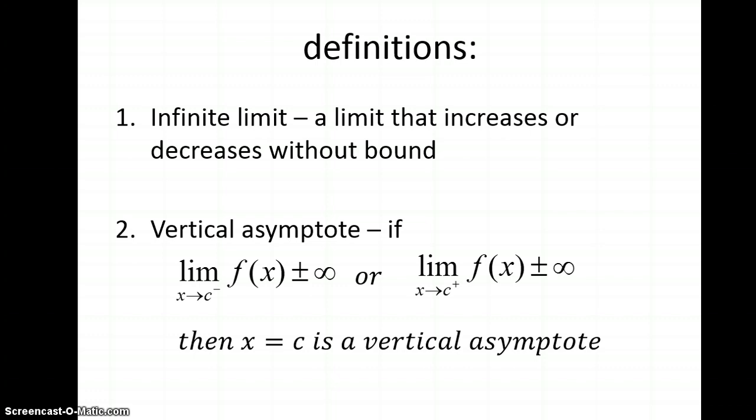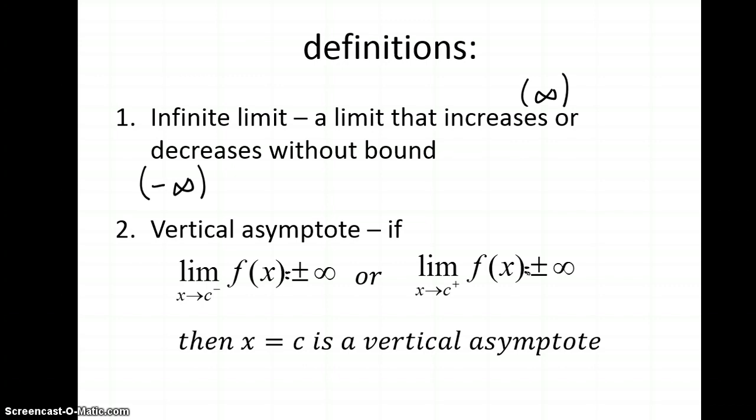Alright, a couple definitions. An infinite limit is a limit that increases or decreases without bound. So an infinite limit is a limit that, if it increases, approaches positive infinity, or if it decreases, approaches negative infinity. A vertical asymptote exists if the one-sided limit, either the limit as x approaches c from the left, or the limit as x approaches c from the right, has an infinite behavior, so it approaches positive or negative infinity.